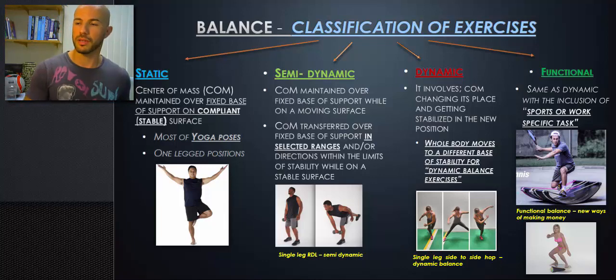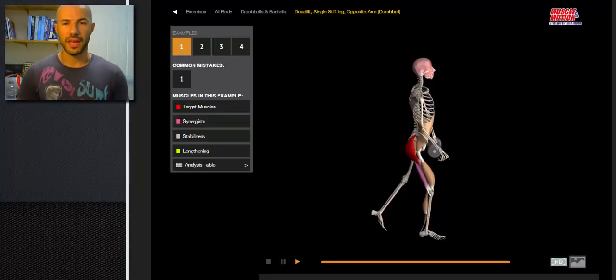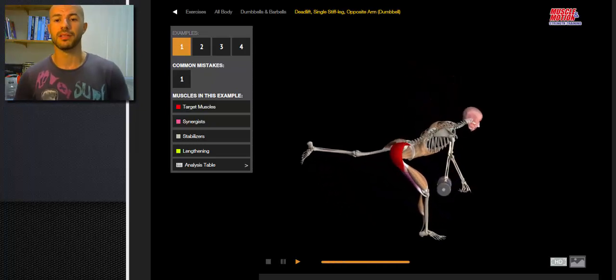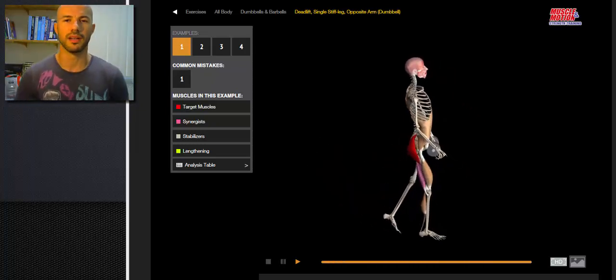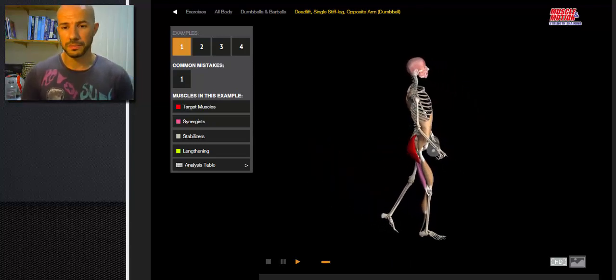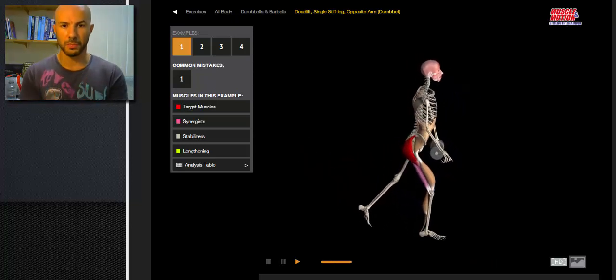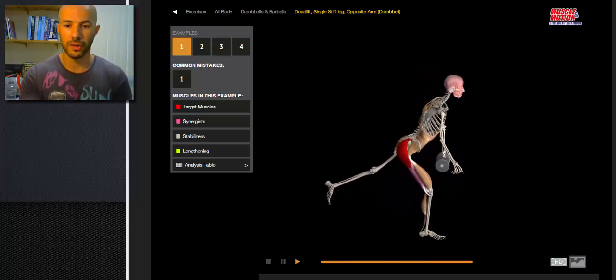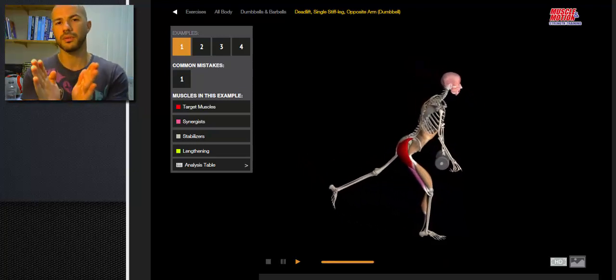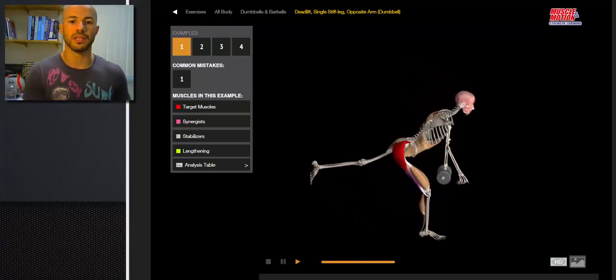With the static one, the classic examples would be yoga poses or planks, where you hold an isometric contraction and keep the body in a static position. A great example of a semi-dynamic balance exercise is the single-legged Romanian deadlift. It's a pretty long name. With this one, your center of mass is not moving too much. Your base of support is stable and on one foot. So there is a little bit of sway, but it's not too much. Our base of support does not change position.